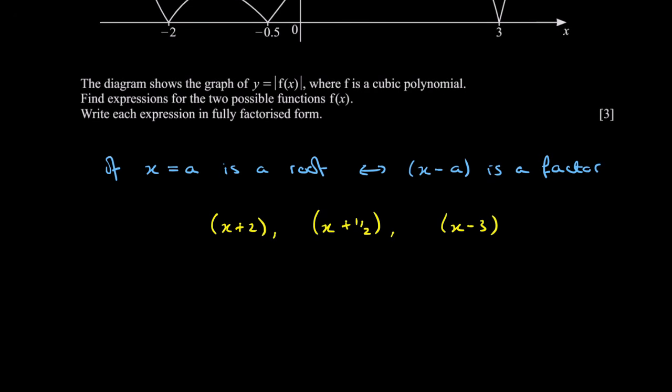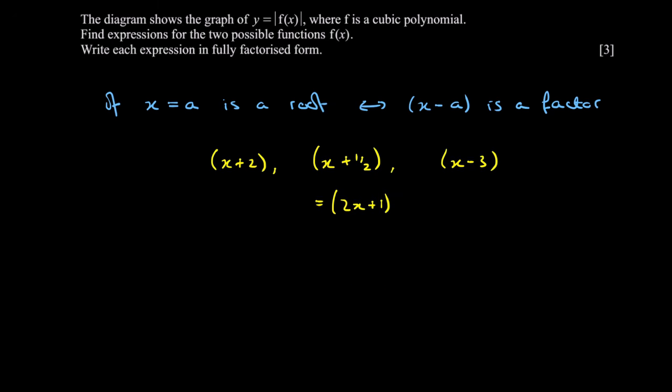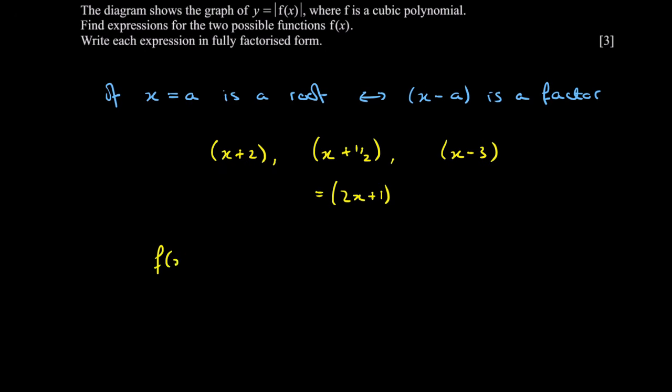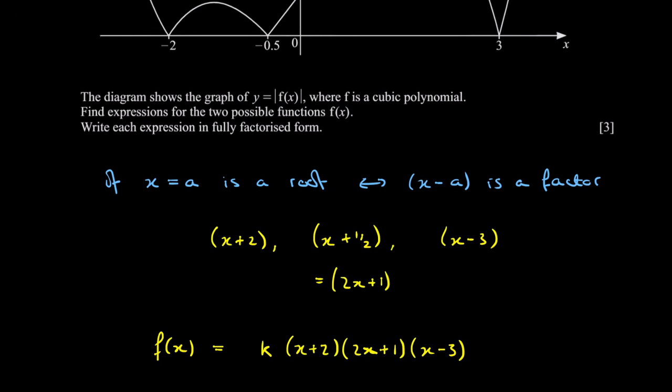And it's conventional, right? Instead of writing x plus 1/2, we could factorize out the half and say that is actually the same thing as having a factor of 2x plus 1, because this factor and that factor are basically the same. All I've done is factorize out a half. So if this is the case, then f of x is going to be equal to the product of these factors: x plus 2 times 2x plus 1 times x minus 3, but times some constant.